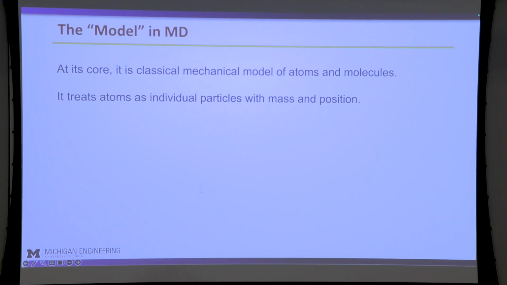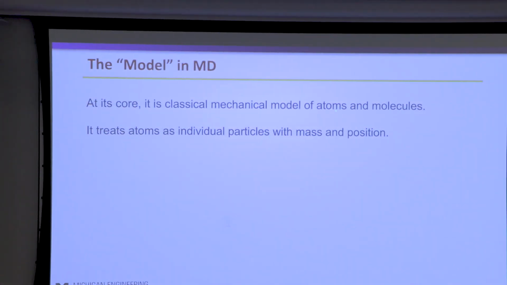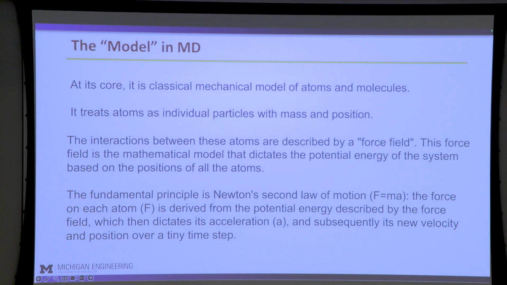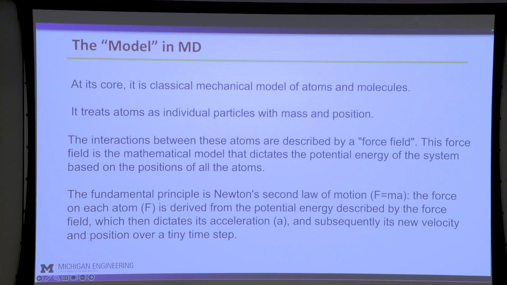So let's go back. I gave you a lot of information. The idea overall is that you're evolving the system over time, and you're using Newton's equation. So the model is a classical mechanical model of atoms, and it treats atoms as particles with mass and position. The interactions between those atoms are described by a force field, and this is a mathematical model of the interaction, the energy, and how they attract or repel each other. We will see in a moment also that you can break a bond, because up to now I just showed you a type of attraction and repulsion in which there is no bond making or bond breaking.